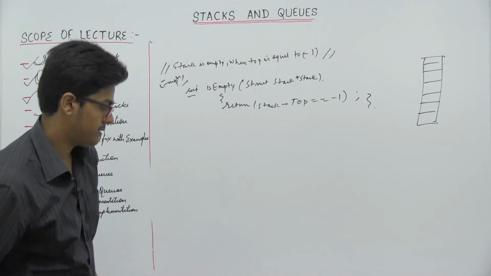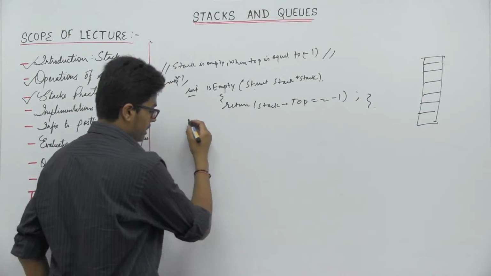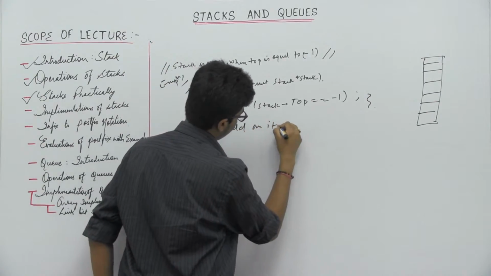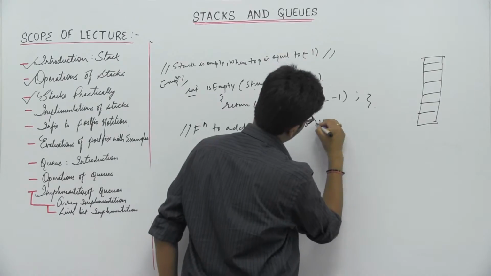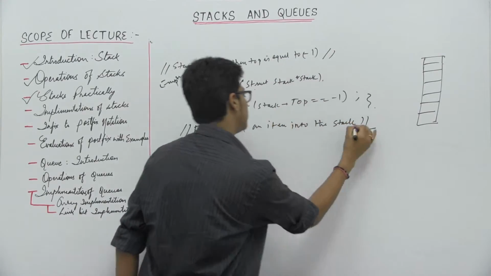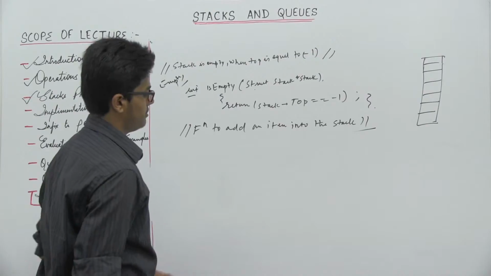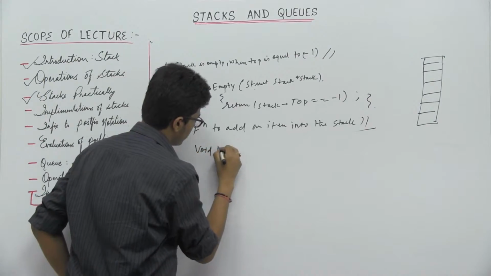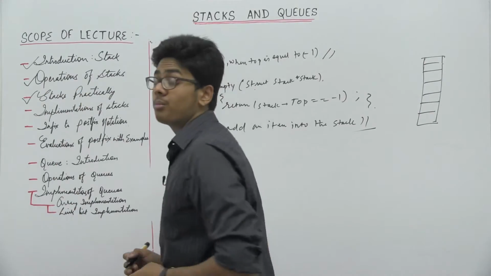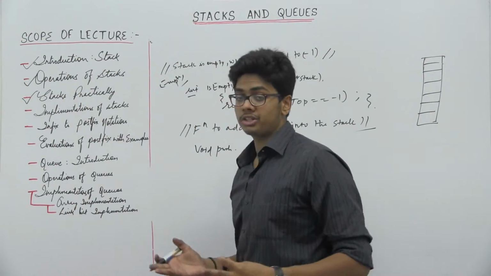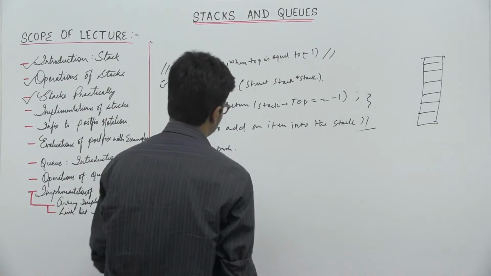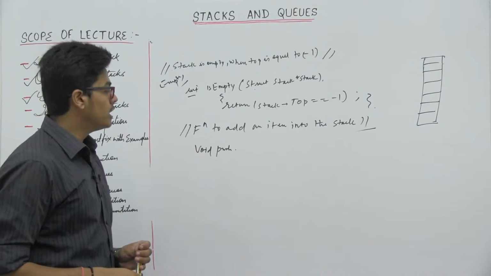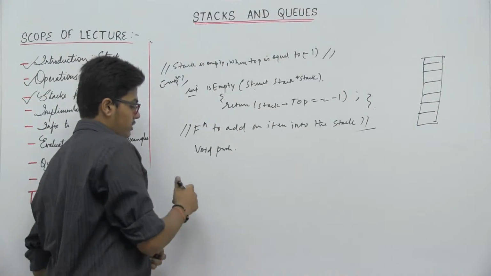Moving on, a function to add an element into the stack. For this, we define another function called void push. We already studied the operations of the stack: push operation, pop operation, and peek operation. Here we use the push operation because the push operation is used to add an element in the stack.